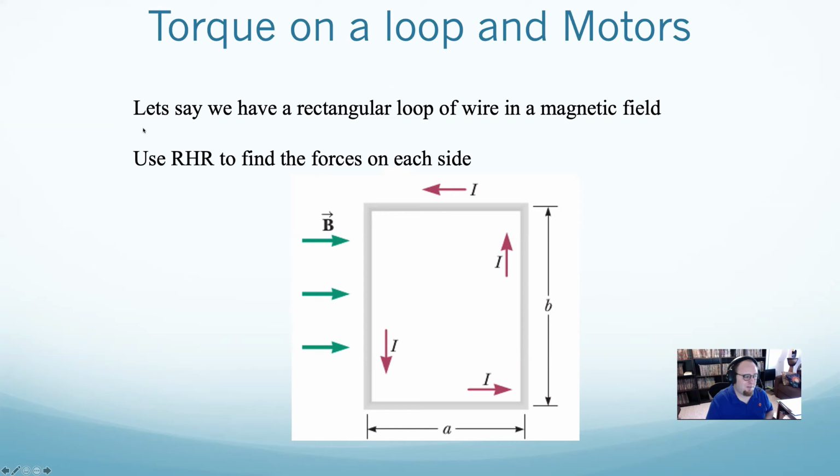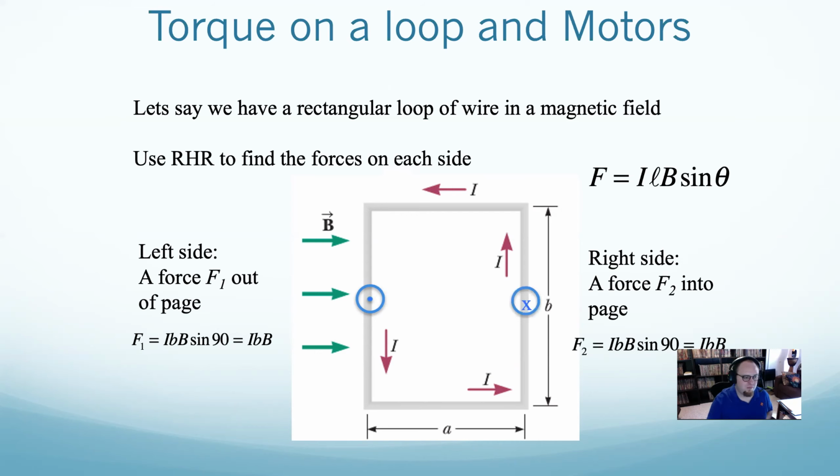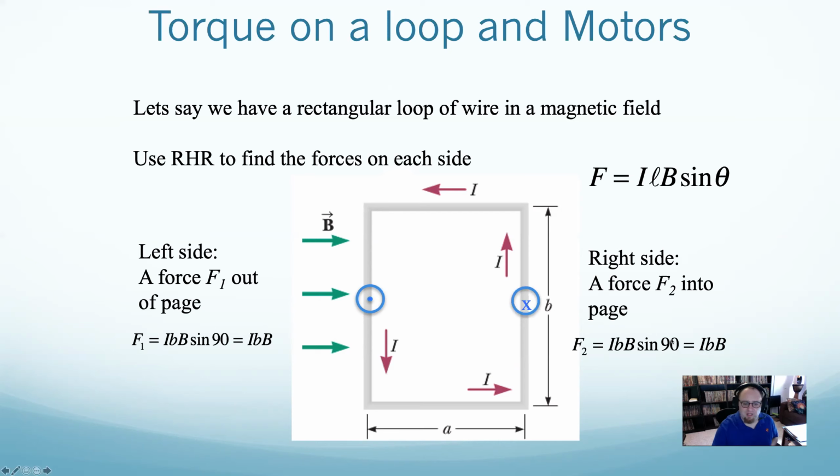If I put this loop in a magnetic field, I can talk about the current, I can talk about the force on each side. Using my right hand rule, on the left side, the current is down and B is to the right, so the force is out of the page. On the right side, the current is up, B is to the right, so the force is into the page. For both, I can use my F equals ILB sine theta, and I and B are 90 degrees, so on both sides it's ILB.